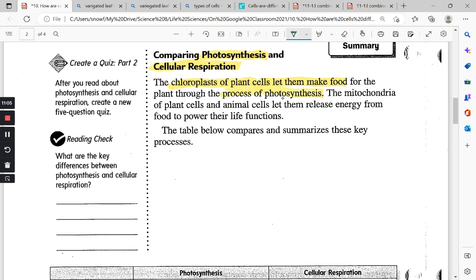This word has two parts. I've got the word photo. A photo doesn't actually mean picture. Photograph means picture made with light. So photo actually means light, and then synthesis means to make. So you're making stuff with light. Light making. It's like you're cooking something up with light.